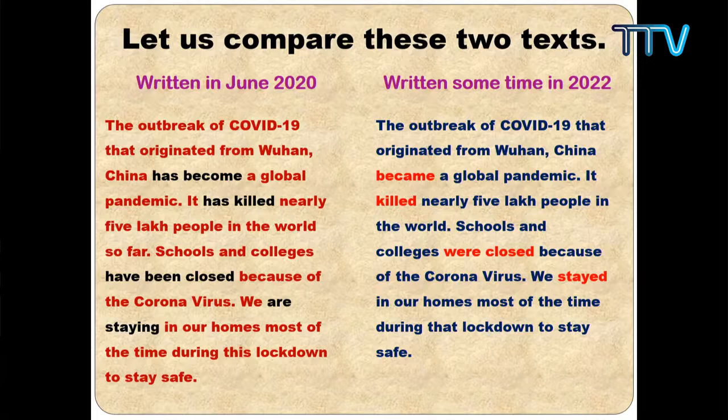Schools and colleges were closed. We stayed in our homes most of the time. Now here, in the first text, during this lockdown, because this is something that is happening presently, right, in the present situation. But in the second text, you might have noticed that instead of this, I have used that. We stayed in our homes most of the time during that lockdown because this is an event of past, not present.